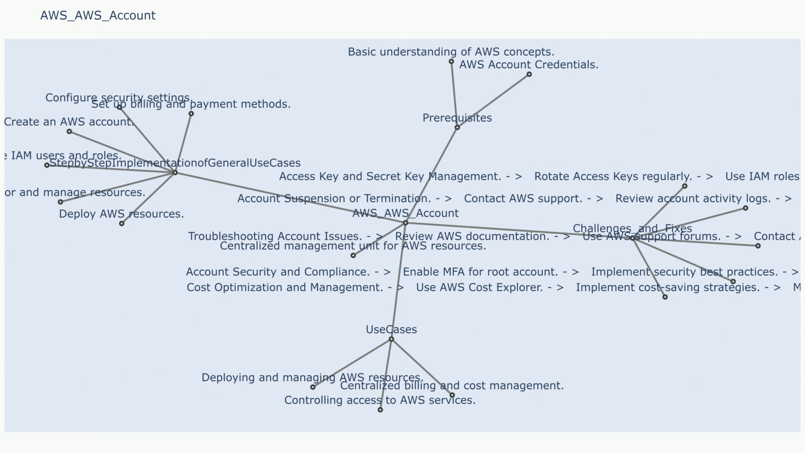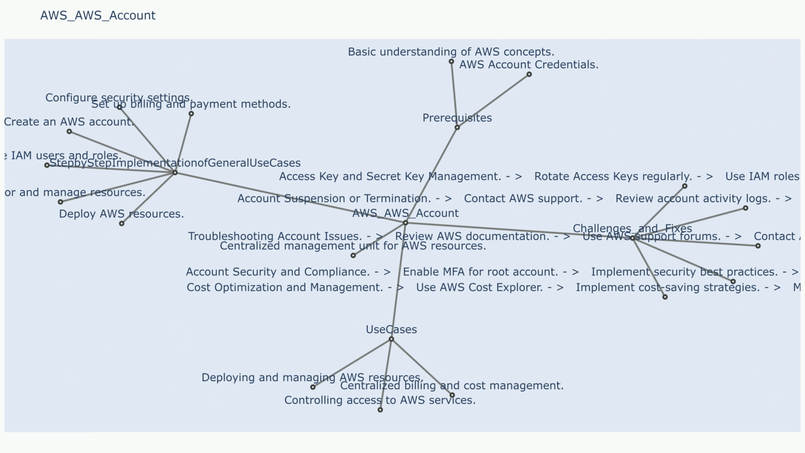Create users and roles. Establish user identities and define permissions using users and roles to control access to AWS resources. Deploy AWS resources. Launch and configure AWS services such as EC2 instances, S3 buckets, databases, and other resources. Monitor and manage resources. Use monitoring tools like CloudWatch and CloudTrail to track resource health, performance, and security.